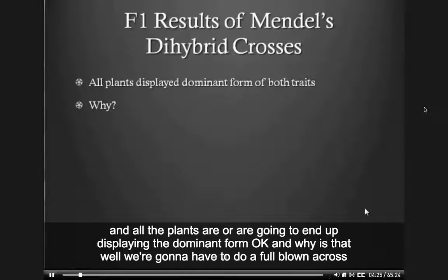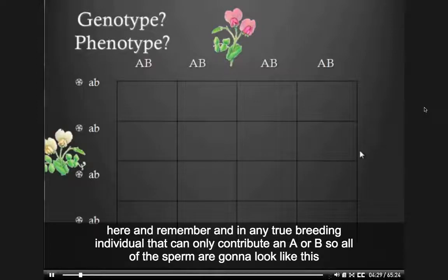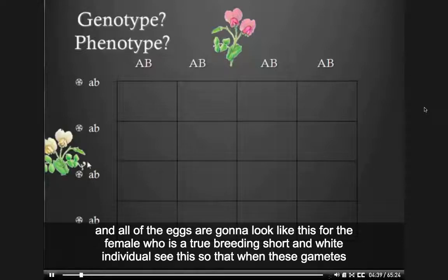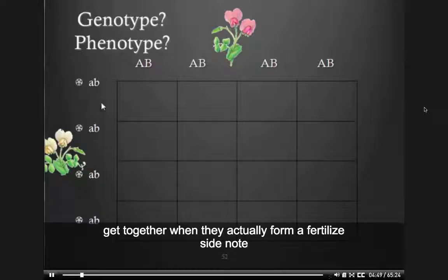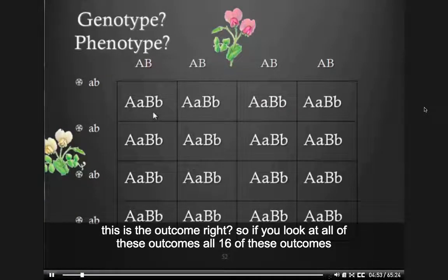Well, we are going to have to do a full-blown cross here. And remember, in a true breeding individual, they can only contribute an A or a B. So all of the sperm are going to look like this, and all of the eggs are going to look like this for the female who is a true breeding short and white individual. See this? So that when these gametes get together, when they actually form a fertilized zygote, this is the outcome, right?